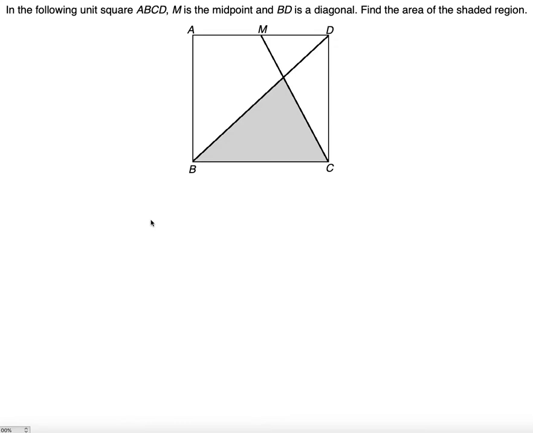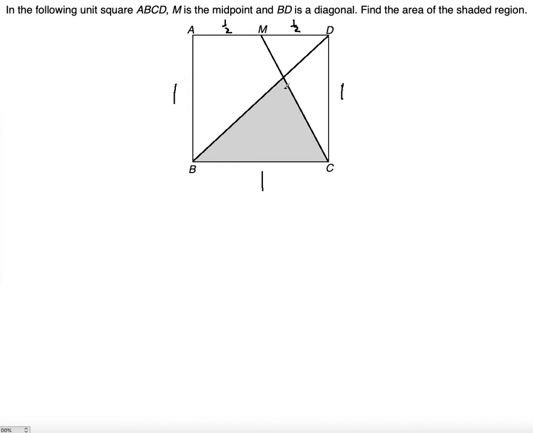In the following unit square ABCD, M is the midpoint and BD is the diagonal. Find the area of the shaded region. So now the unit square means that each side is going to be 1, 1, 1, 1. And there's a midpoint M, so we have 1/2 and then we have 1/2.